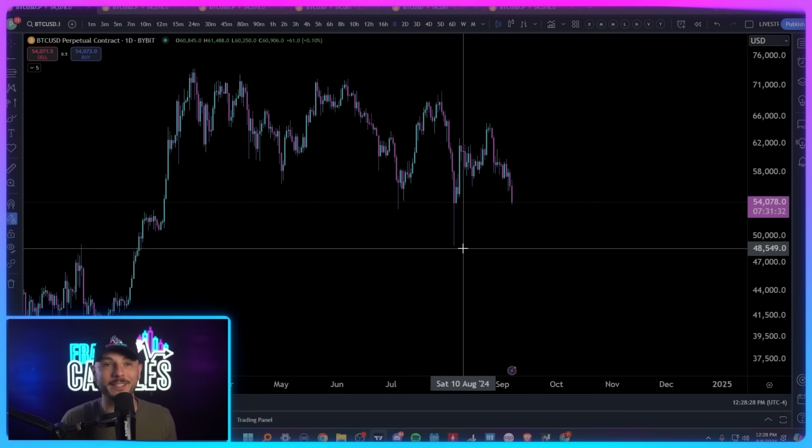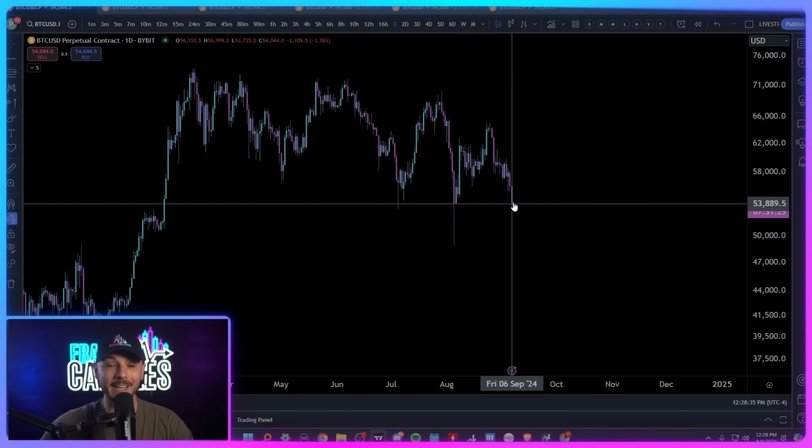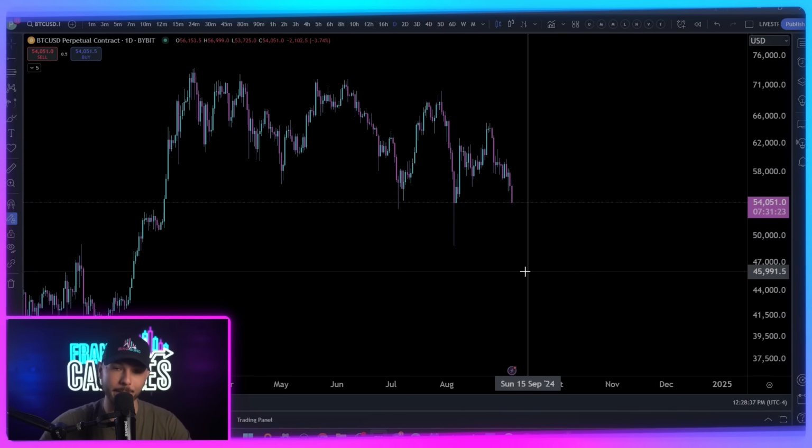You guys will often hear people say where it wicks, it sticks, or where it wicks, it goes. There is some truth to this, in my opinion. And there is a possibility we could get a little bit more of a drop lower here.